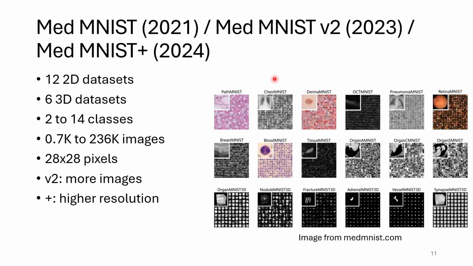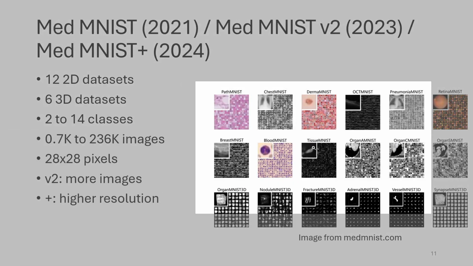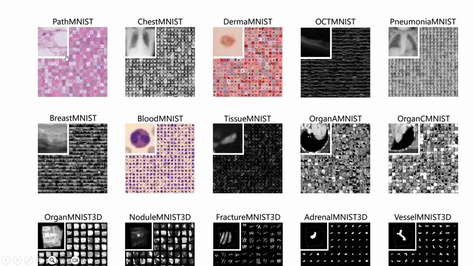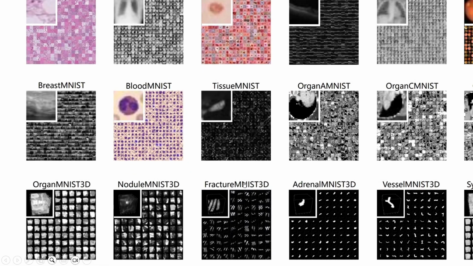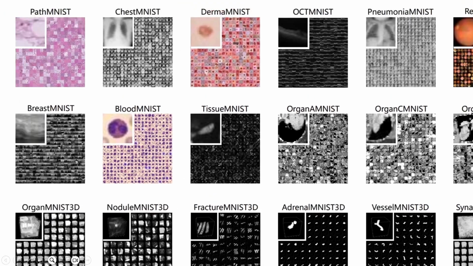And this is relatively new, MedMNIST. The first version was released 3 years ago, and the second version is last year, and the latest version is this year. So what is MedMNIST? You can see from here. Let's enlarge it. There are totally 18 datasets. Some of them are 2-dimensional, and some are 3-dimensional. You see the keyword 3D, it means a 3-dimensional dataset.